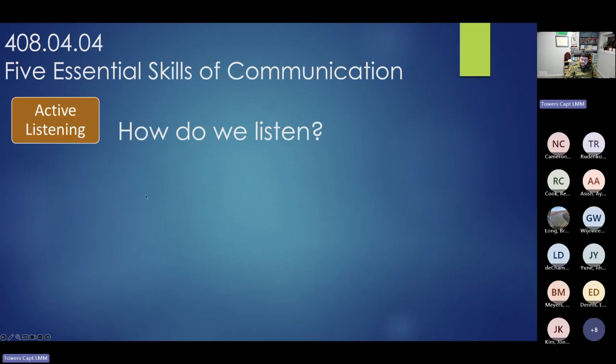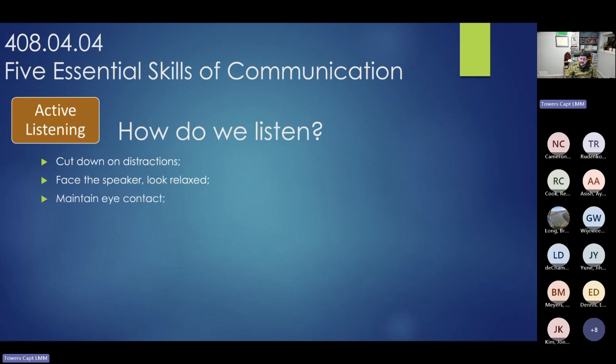So active listening. How do we listen? What are some of the things that we can do to help listen actively? We can cut down on distractions. You can face the speaker, look relaxed. That shows them that you're ready to listen and puts them at ease. Want to maintain eye contact. Encourage the other person to speak, which shows interest in the speaker and what they have to say.